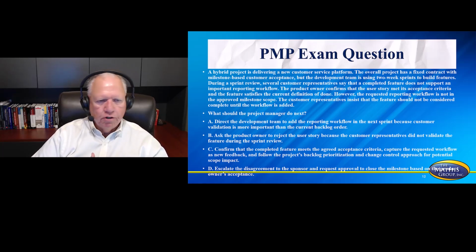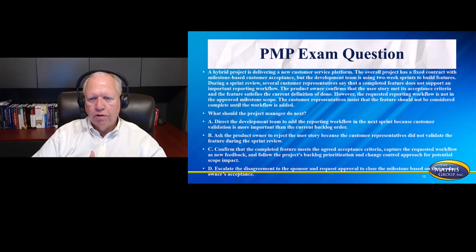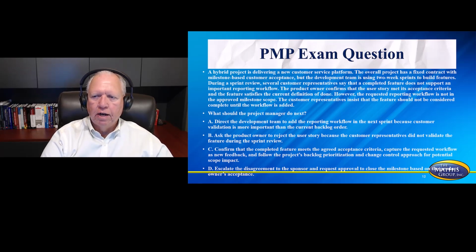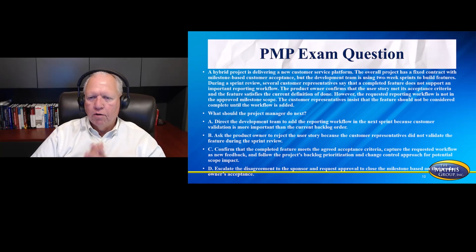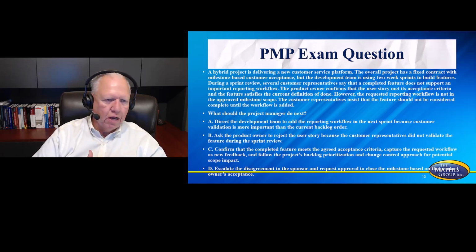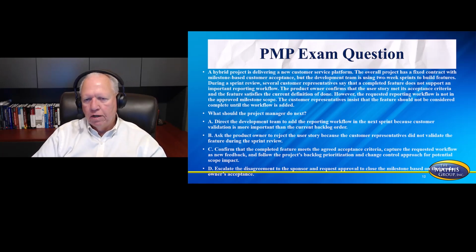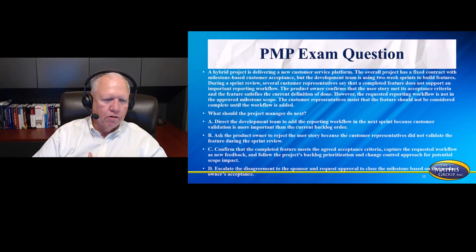build features. During a sprint review, several customer representatives say that a completed feature does not support an important reporting workflow. The product owner confirms that the user story met its acceptance criteria and the feature satisfies the current definition of done. However, the requested reporting workflow is not in the approved milestone scope. The customer representatives insist that the feature should not be considered complete until the workflow is added. What should the project manager do?